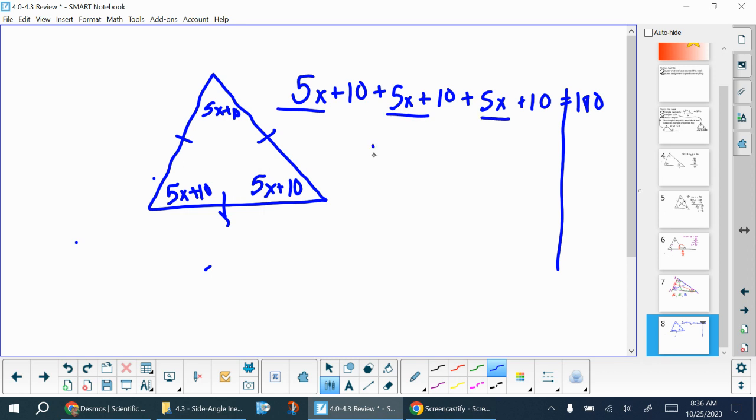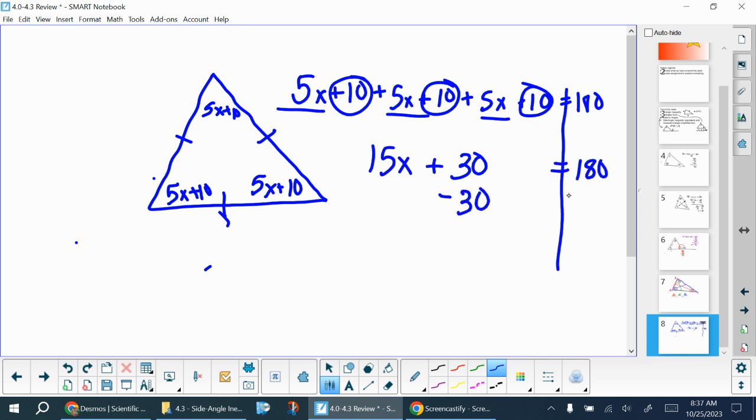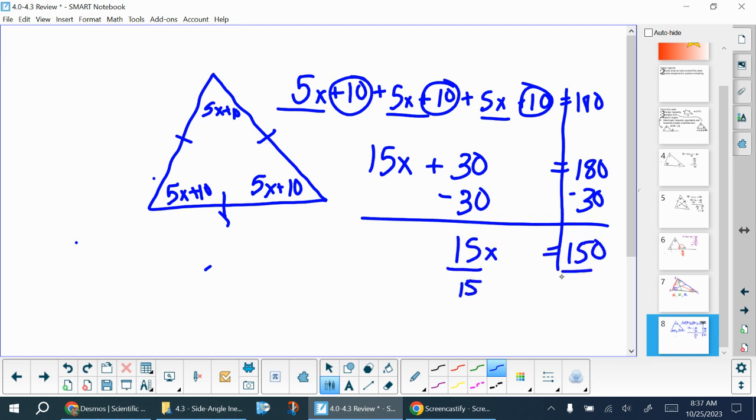This one's going to be a little bit longer, but you're going to see what happens here. 5x, 5x, and 5x makes 15x. 10, 10, and 10 makes 30. And it equals 180. I subtract 30 and get 15x equals 150. And then when I divide by 15, I still get x equals 10. The nice thing about this is there's a few different ways that you could think about these questions, and you're still going to get the same answer as long as the things that you put together to find the answers are actually true. All right?